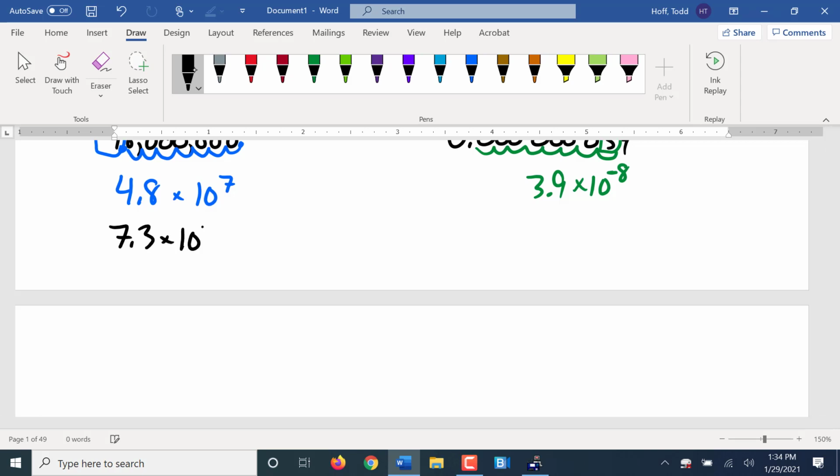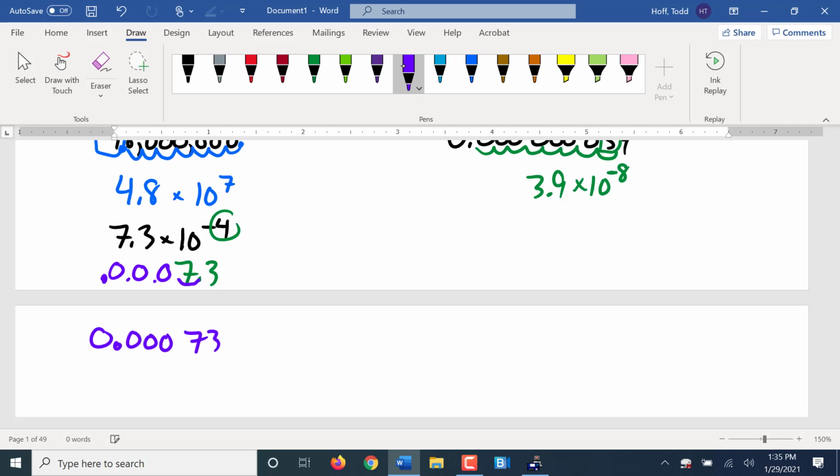7.3 times 10 to the negative 4. We start out with our 7.3. The 4 on our power of 10 tells us the decimal has to move 4 spots. The negative tells us it is to the left. This is a small number, so we make it smaller. We go 1, then we have to add zeros, 2, 3, and 4. So 0.00073. We put a 0 up front.